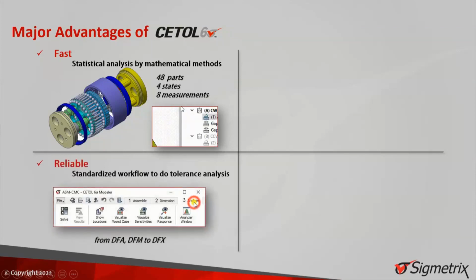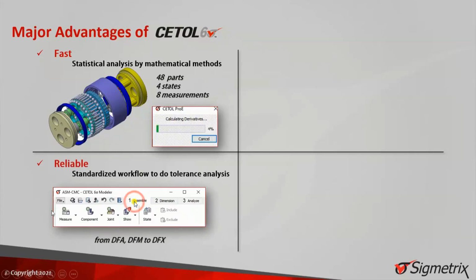And the second advantage, that is reliable. So you can see this ribbon. This is the user interface in CETOL Six Sigma. So based on the standardized workflow, say step 1, 2, 3, to do the tolerance analysis.